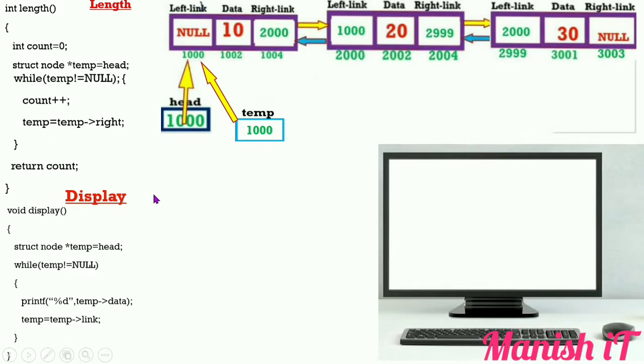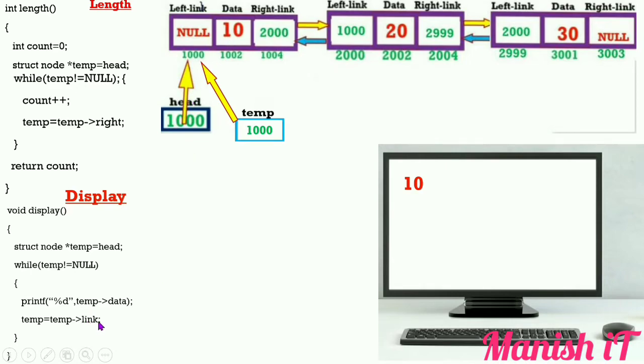In the display function, first when the temporary variable points here, 1000 is not equal to null, so the condition is satisfied. Now it prints %d temp->data. What does temp->data mean? 10. The data is 10, so it prints 10 on the screen. And once again temp equals temp->link.